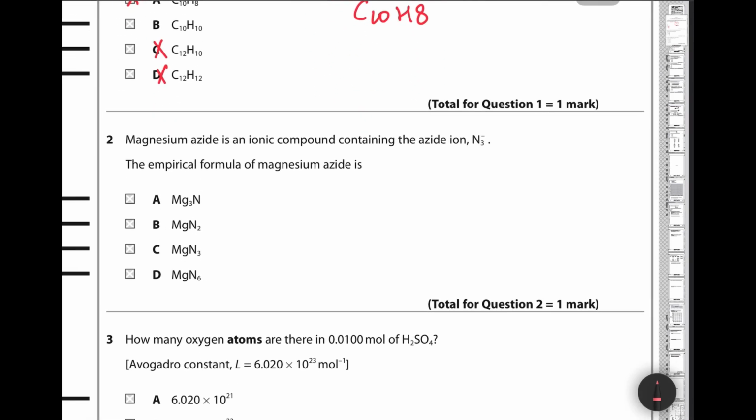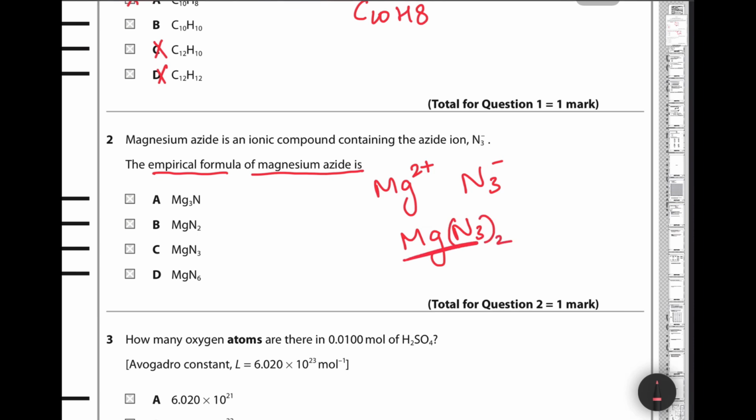Let's go to question number 2. It's asking the empirical formula for magnesium azide. So magnesium is +2 and azide is given -1, right? When you frame the formula, it will be Mg(N3)2, right? So this can also be shown as D. The correct answer is D.